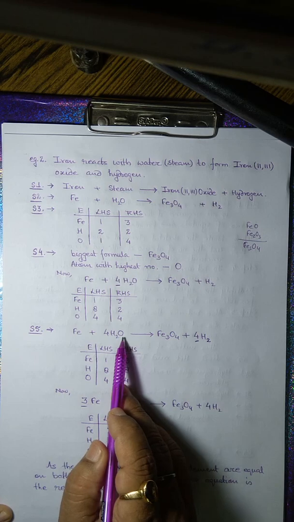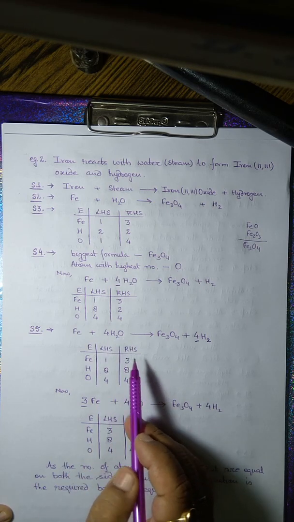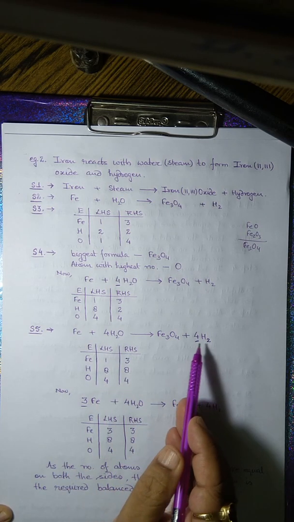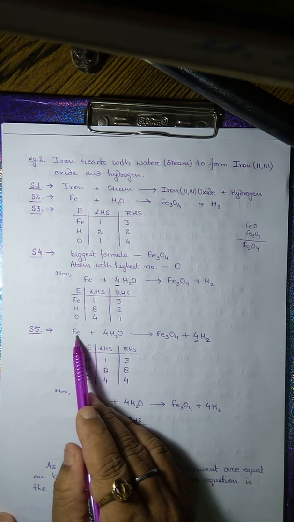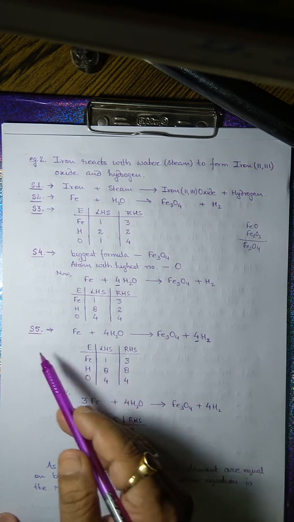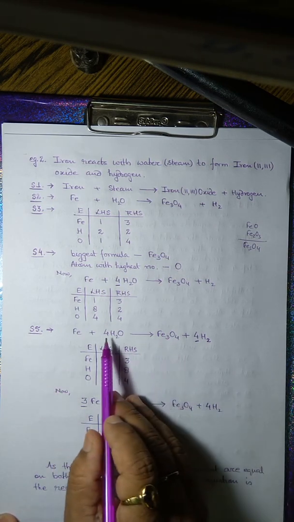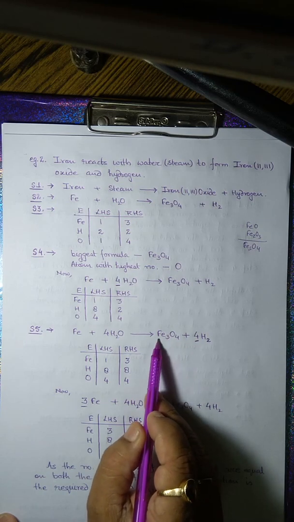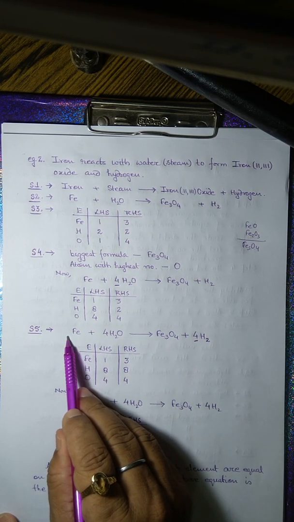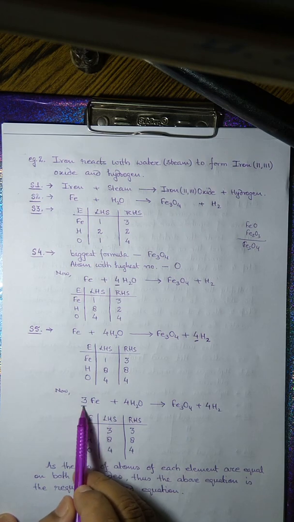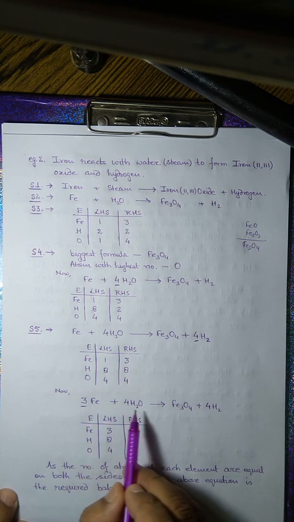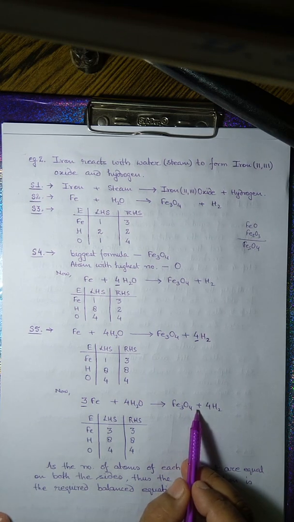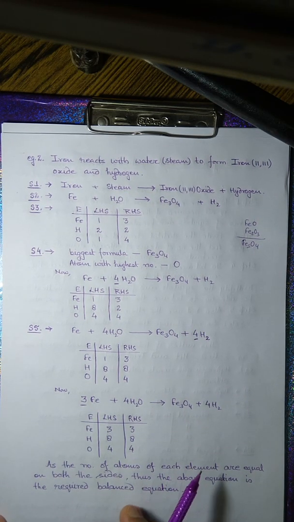Now oxygen, same thing, no change, 4 atoms of oxygen, and here also 4 atoms of oxygen, but still we are lacking in the balancing of iron. Next step, in this step we will balance iron. See here 3 atoms of iron. We will multiply this one by 3. After multiplying, this reaction becomes 3Fe plus 4H2O gives Fe3O4 plus 4H2.